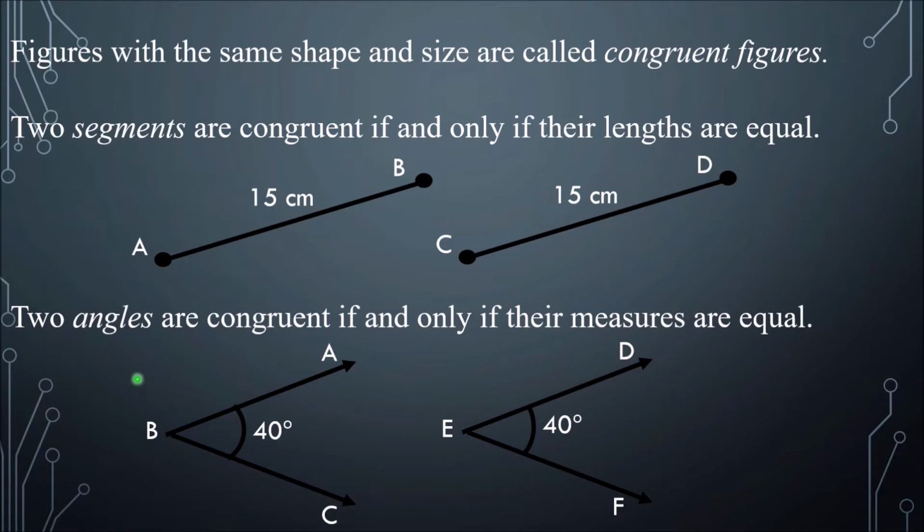Now let's proceed to angles. Two angles are congruent if and only if their measures are equal. In this figure, angle B measures 40 degrees, and angle E measures 40 degrees also. Therefore, angle B is congruent to angle E, or angle ABC is congruent to angle DEF.